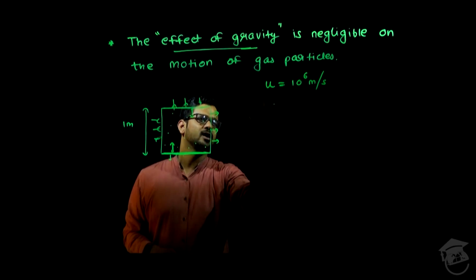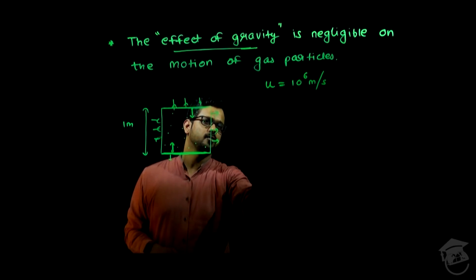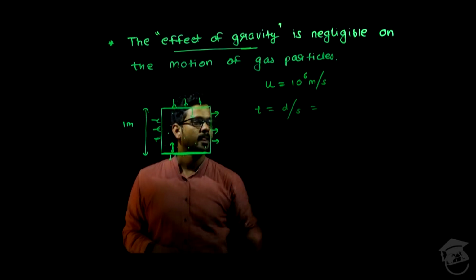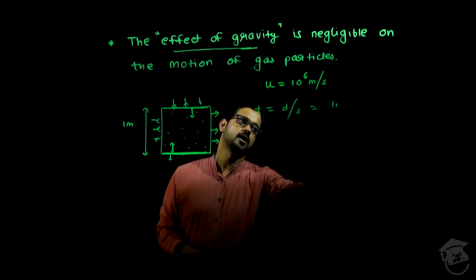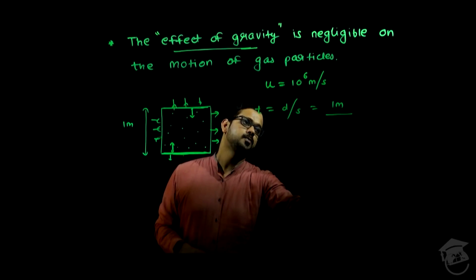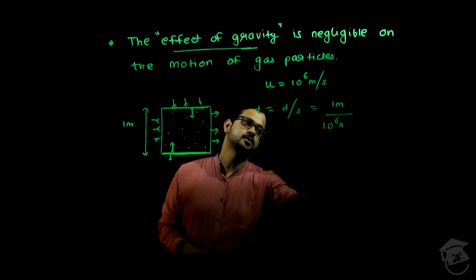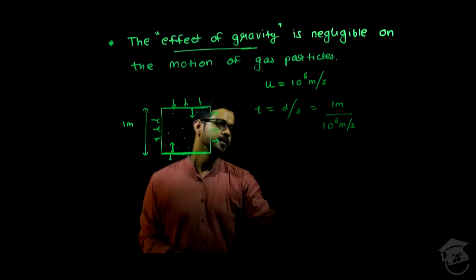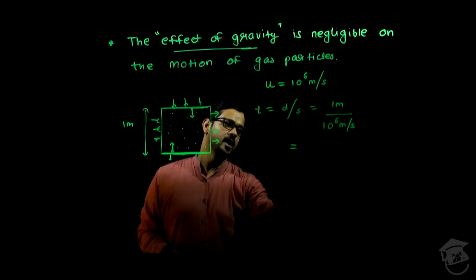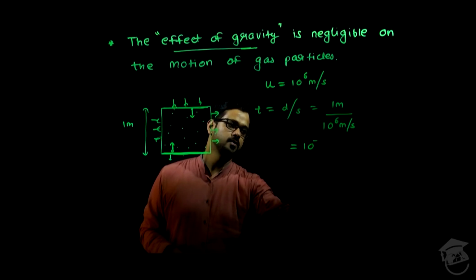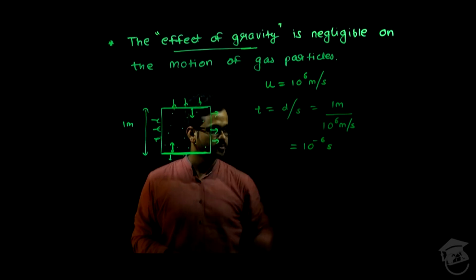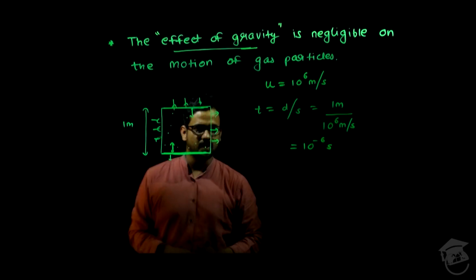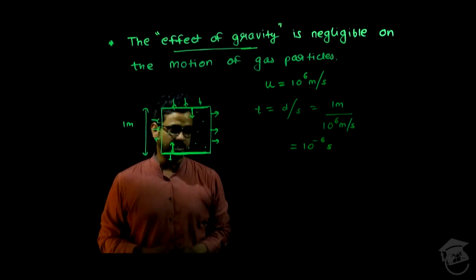If we assume constant speed of the particle, we all know that time is equal to distance by speed, and the distance it has to cover is 1 meter, and its speed is 10 raised to the power 6 meters per second. This would give me the value as 10 raised to the power minus 6 seconds. So in this short duration of time, the gas particle completes its journey.